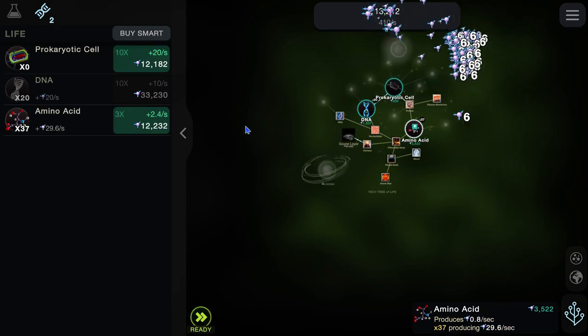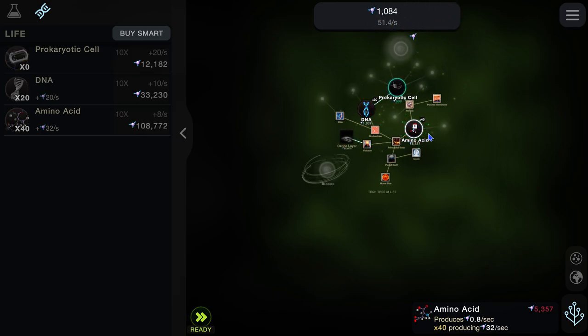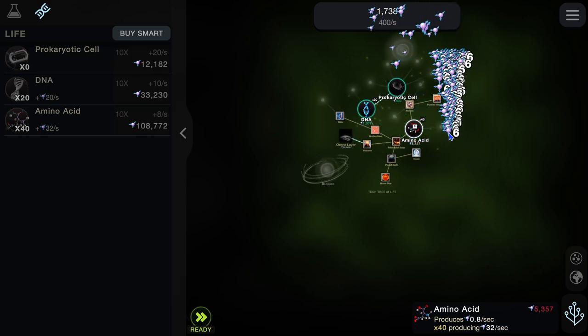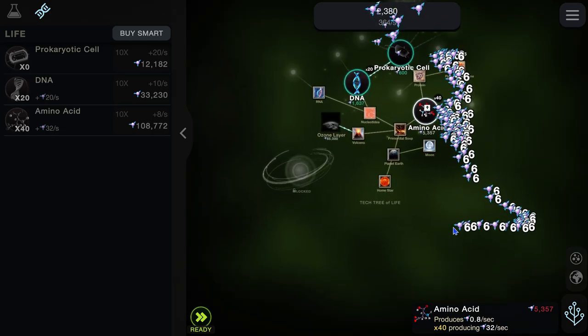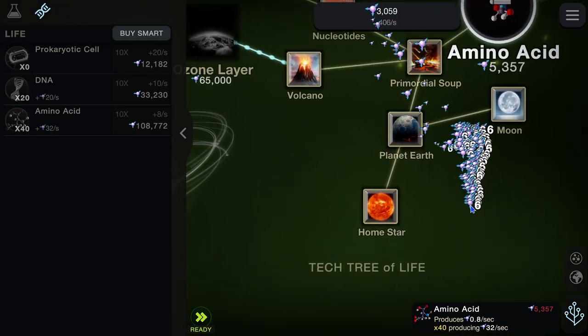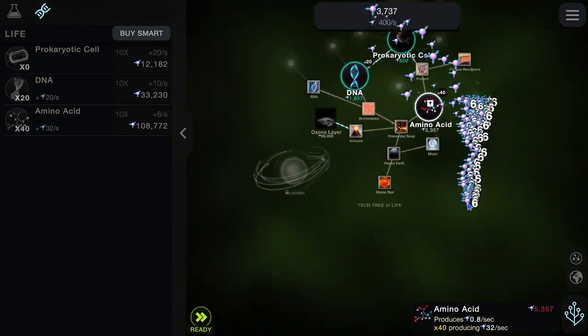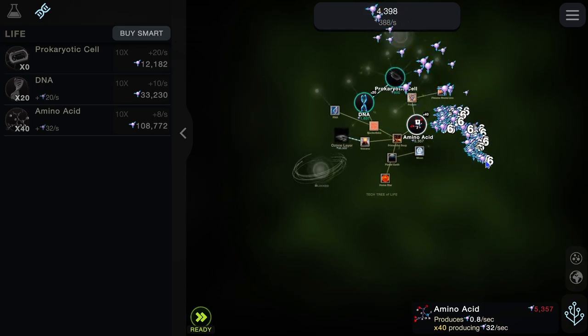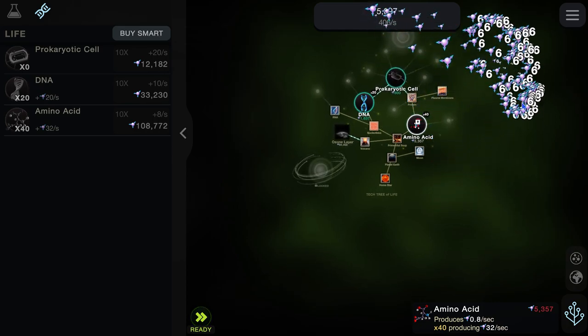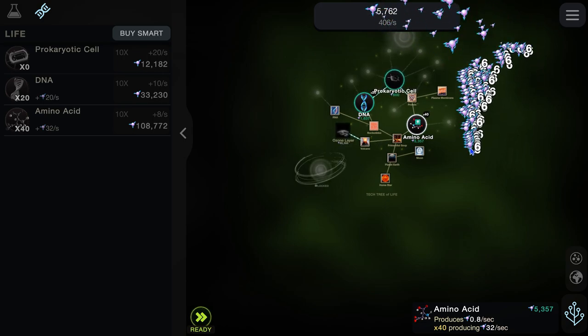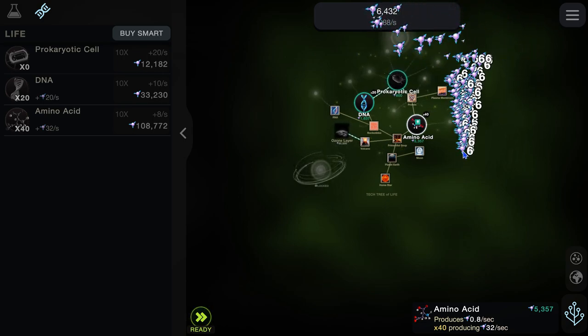Okay, I guess we're doing 40. Guys, see you next time when I'll be able... I would have collected so much entropy offline that I'll be able to get 40 DNA down there.